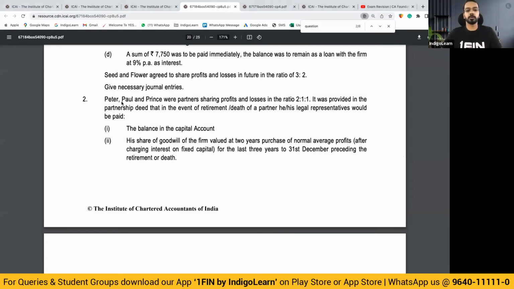So Peter, Paul, and Prince were partners sharing profit and losses in the ratio of 2:1:1. Okay. So it was provided.